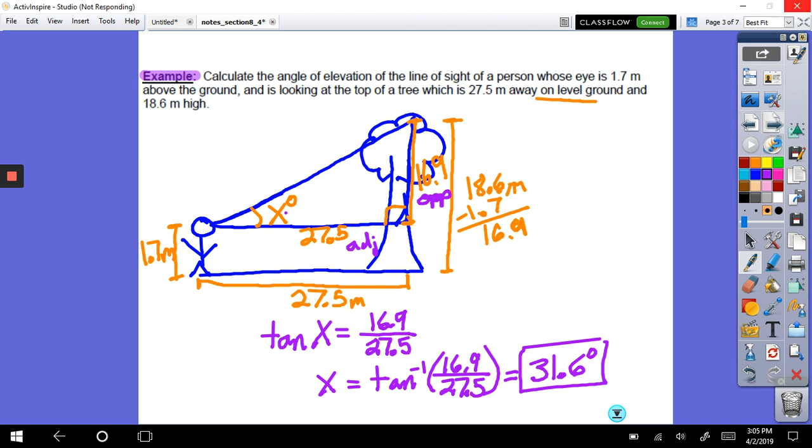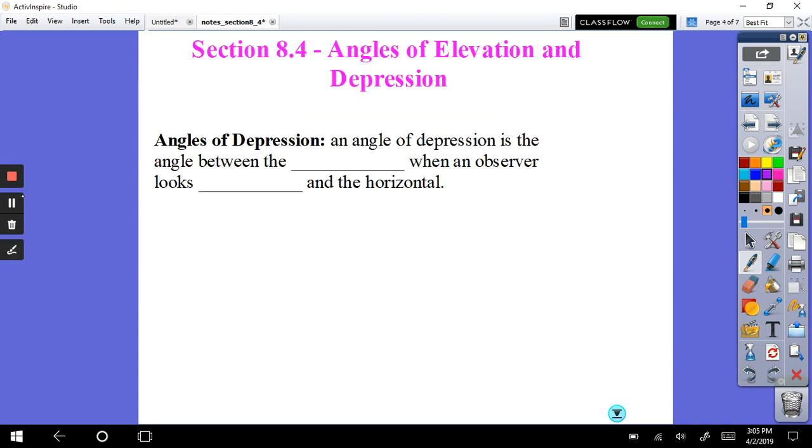All right. Next up, we have angle of depression, which is a similar angle, but it's between the line of sight and looking downward. The observer looks downward.